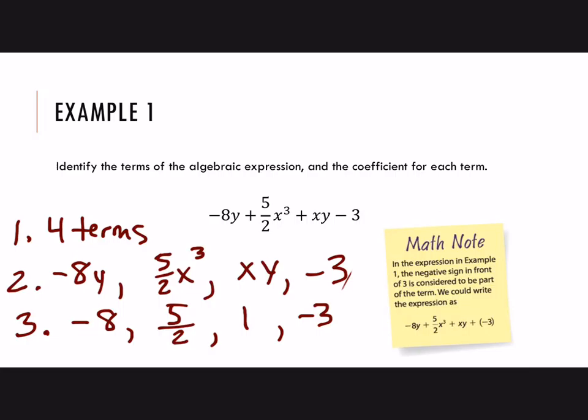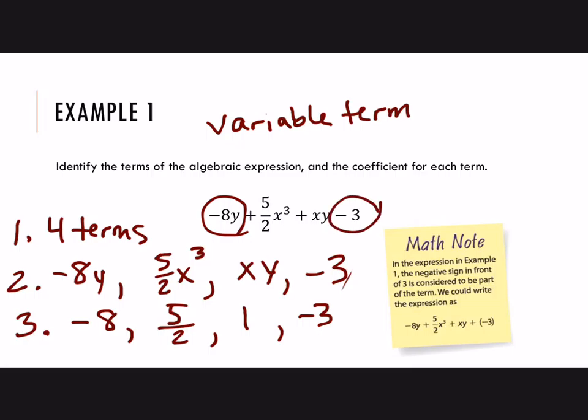Okay, so we have some terms like this, negative 8y, that's called a variable term, since it has a variable in it. Okay, what's the name of a term that has no variable, like negative 3? That is a constant term. Okay, it doesn't change its value based on what x or y is. It's always just the same number, negative 3.